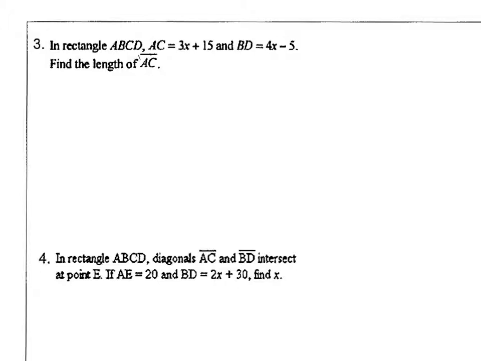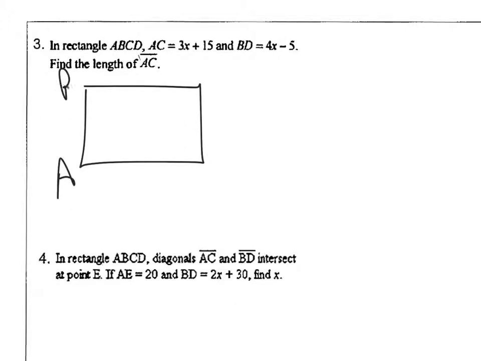For this slide, we're just going to do question number 3. It's a pretty simple rectangle question. Again, no picture, so we're going to draw it. And we got rectangle ABCD. They give us a length of AC, which is that diagonal, and a length of BD, and they ask us to find the length AC.